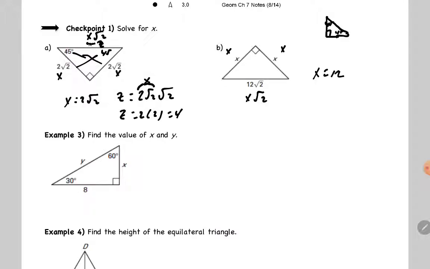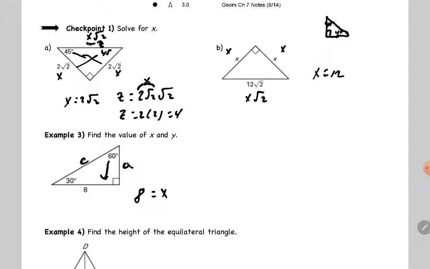Alright, find the value of x and y. So this is opposite of the 60 degrees. That means 8 is equal to my... So again, ignore what these letters say. But I'm trying to find... Let's call this A and C here.